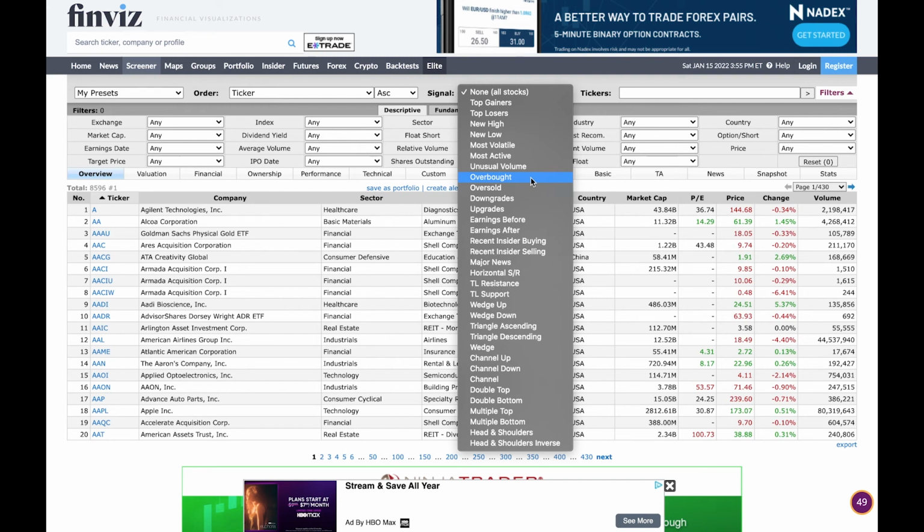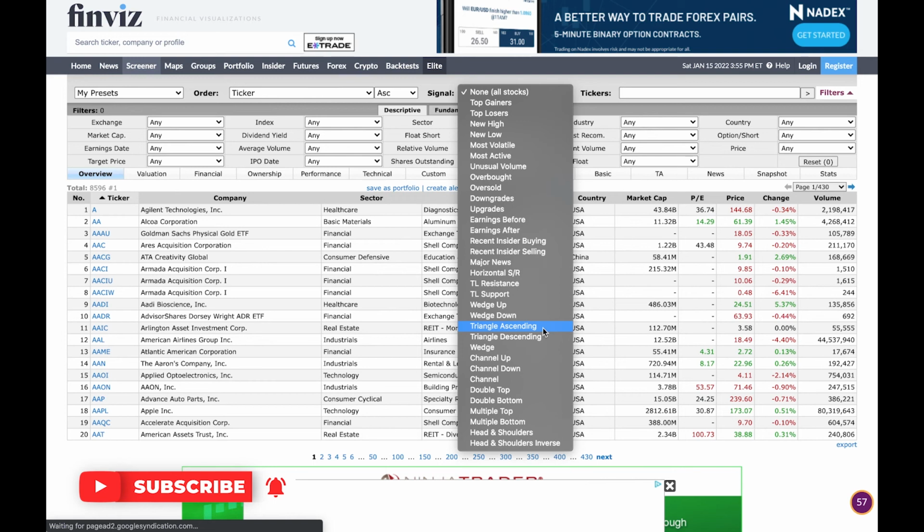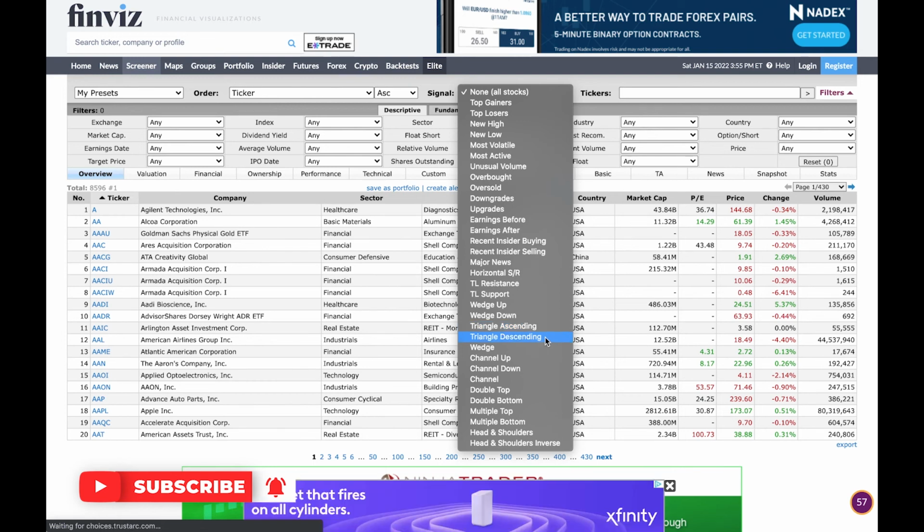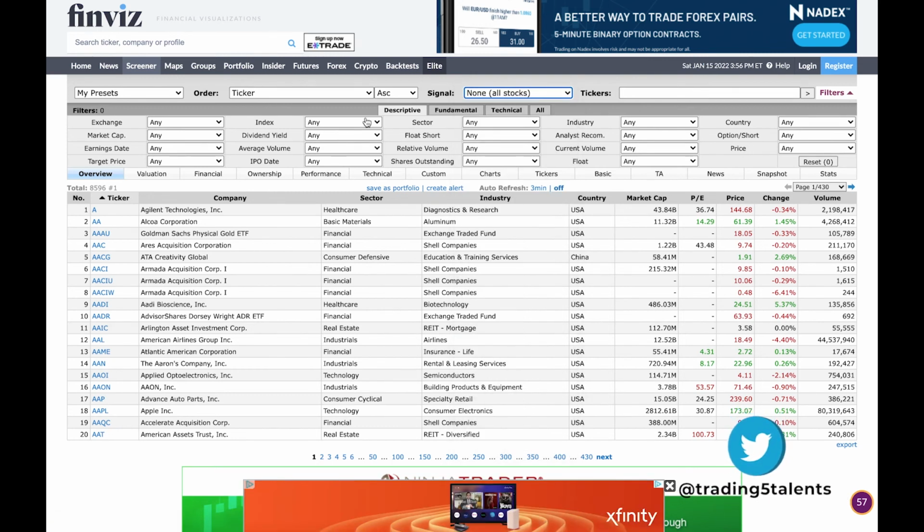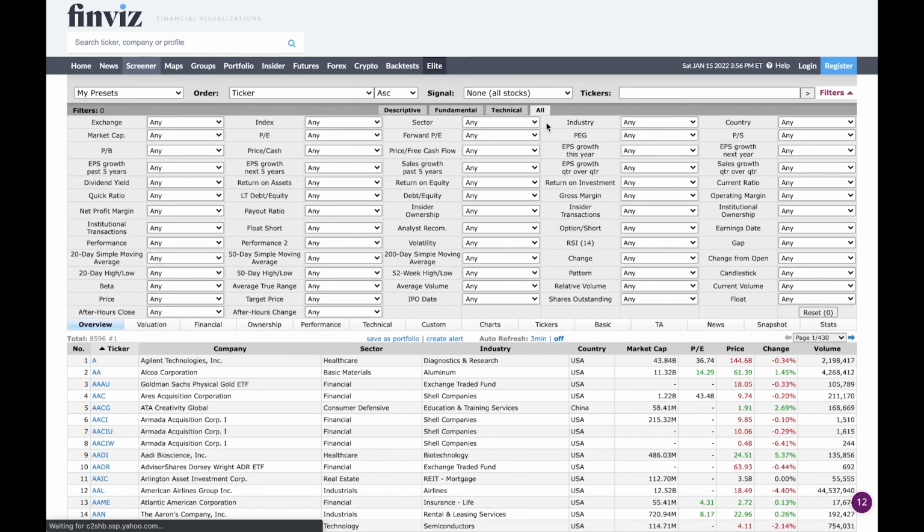You can use that as a signal within this screener to look for particular stocks in, let's say, an ascending triangle or a descending triangle. That's really interesting, and really cool if you're into technical analysis. But you can also use any of these filters to narrow down your data set and look for specific tickers. There are fundamental filters, there are technical filters. If you click on all, then you can see all of the filters, and you can definitely see that they have a lot of filters that you can look at. So it might be a little bit overwhelming.